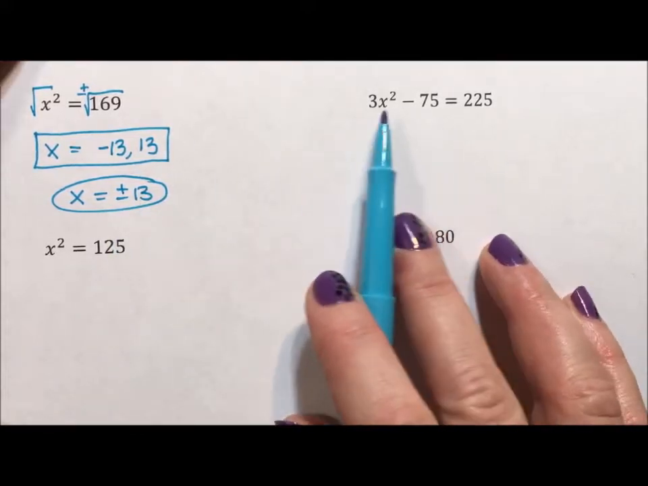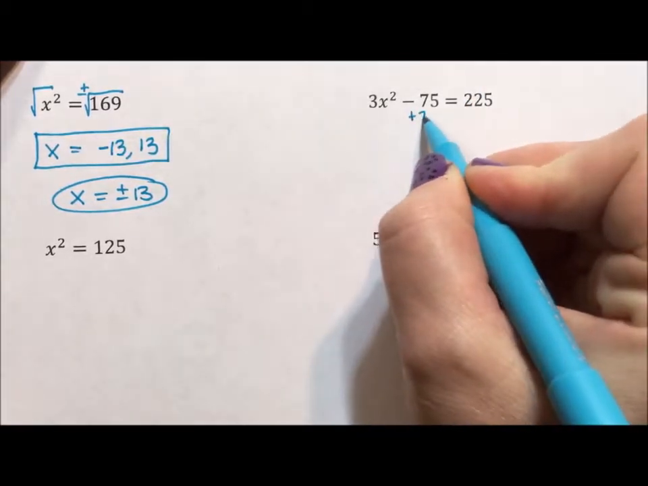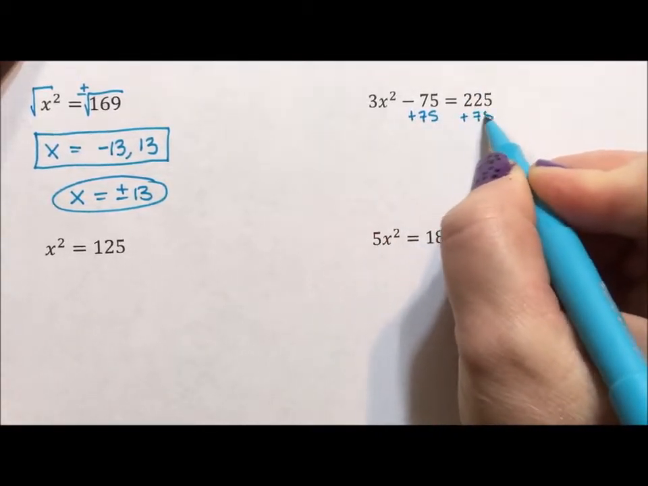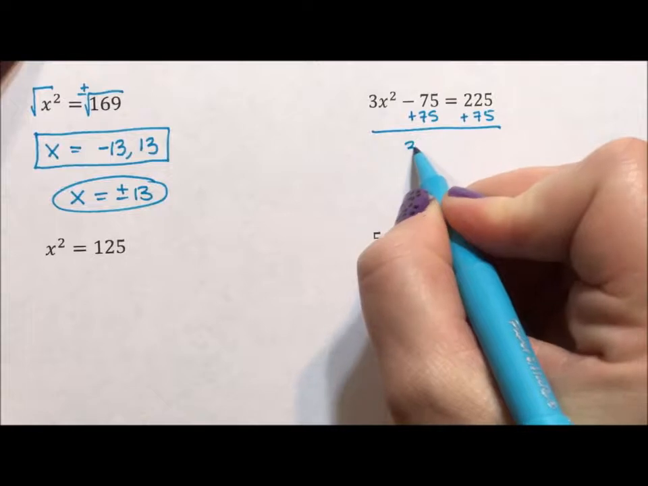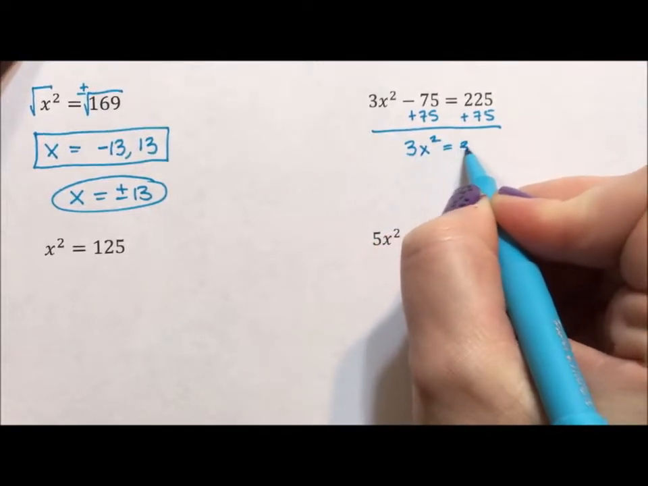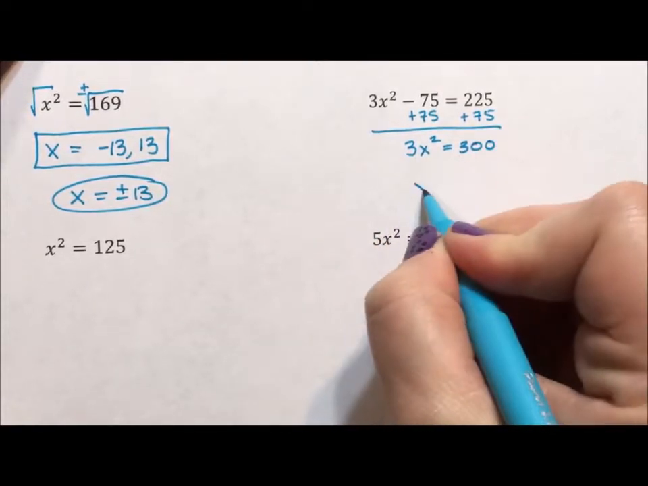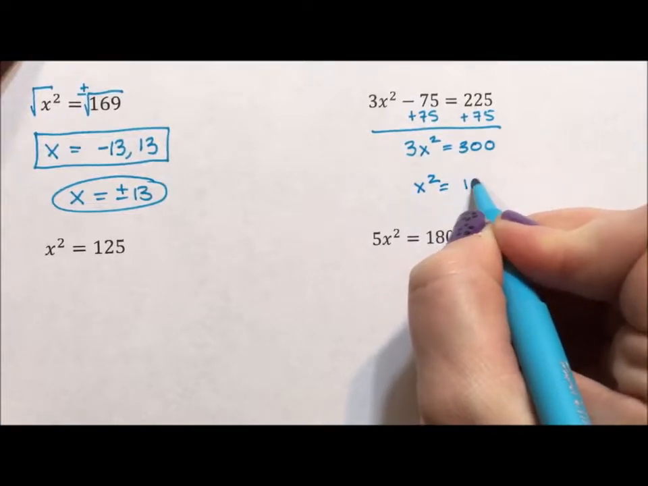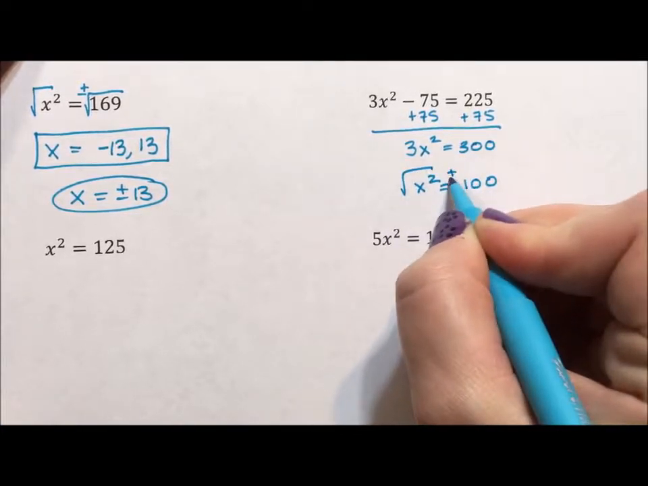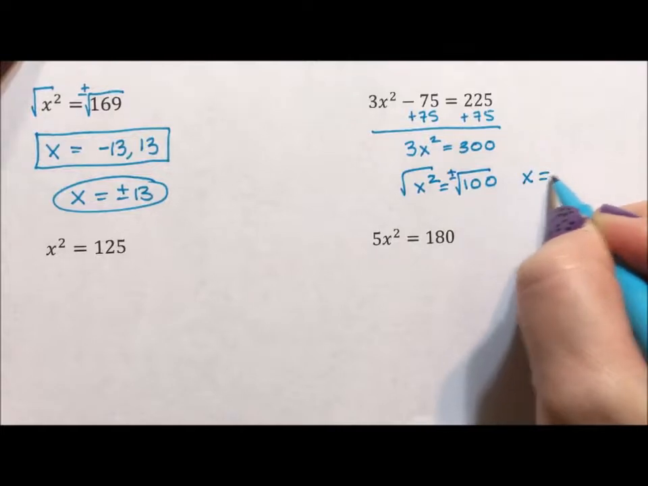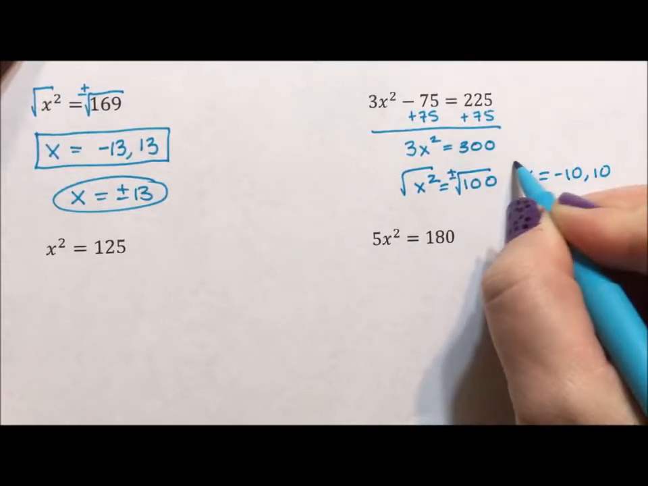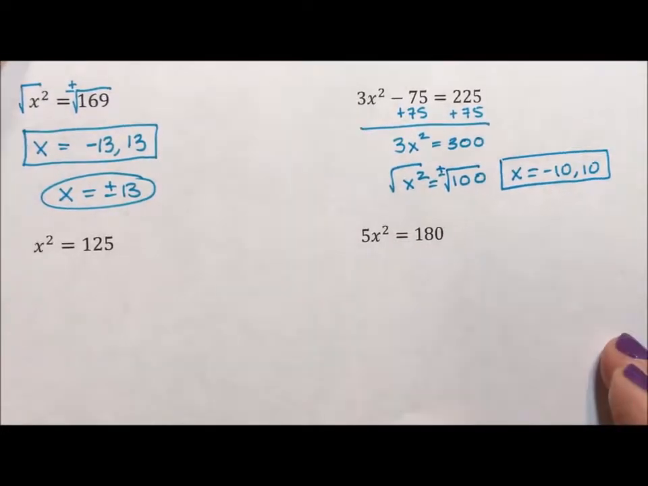So for this one, if I want to isolate that x, I'm going to add 75 to both sides so that I have 3x squared is equal to 300. Then I'll divide by 3 to get that x squared is equal to 100. Again, I'll square root with a plus or minus so that I have x is equal to negative 10 or positive 10.